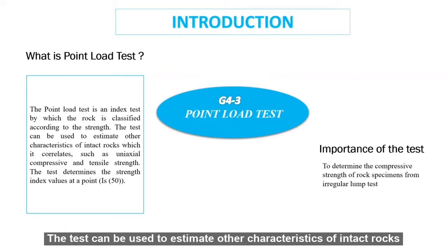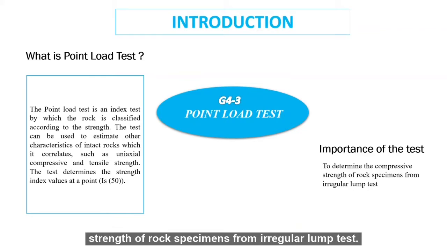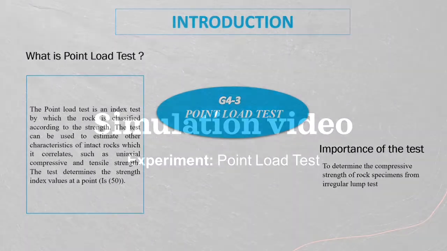The test can be used to estimate other characteristics of intact rocks which it correlates, such as uniaxial compressive and tensile strength. The test determines the strength index values at a point, IS50. Next, the importance of the test is to determine the compressive strength of rock specimens from irregular lump tests.